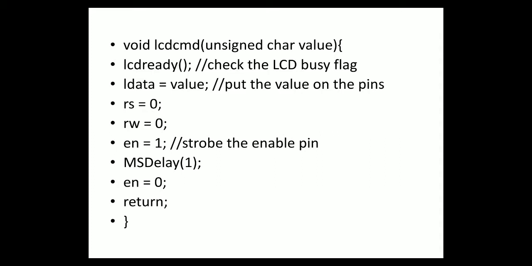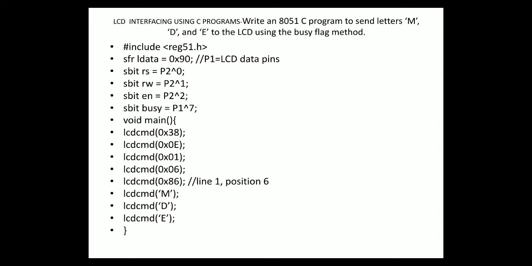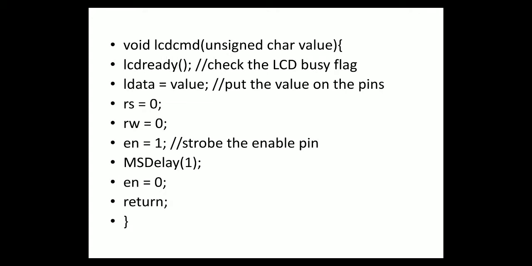First, I'll focus on the next important part. L data is equal to value. I think you already know where L data was defined in the previous slide. You can observe that L data was defined on port 1. Whatever you have defined on port 1, that is L data. There I have to place the value which I have sent in the command. In the command, I am sending 38, 0e, 01, 06, 86. These become the value when you go to the command function, and those values are sent to the port. Like how we have done in assembly, I'm doing the same thing here. So L data is equal to value, which puts the command on the port.